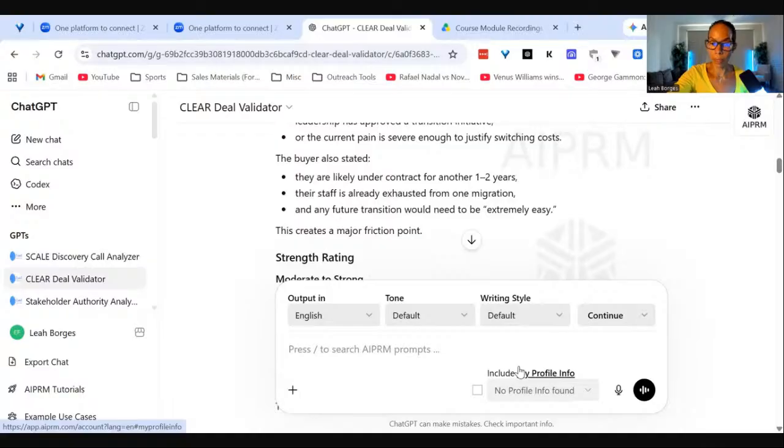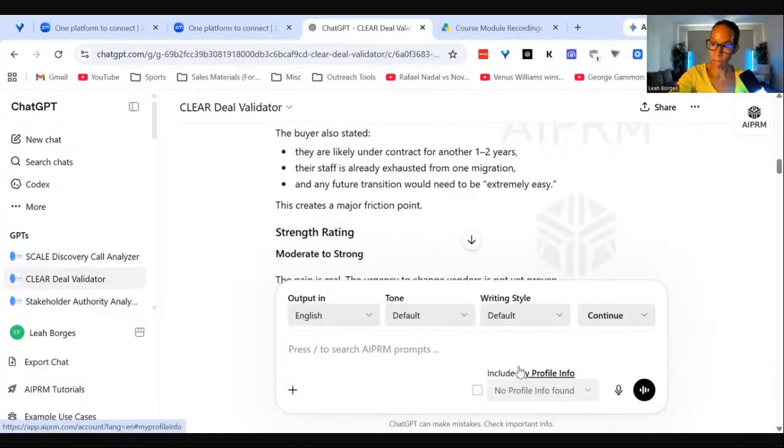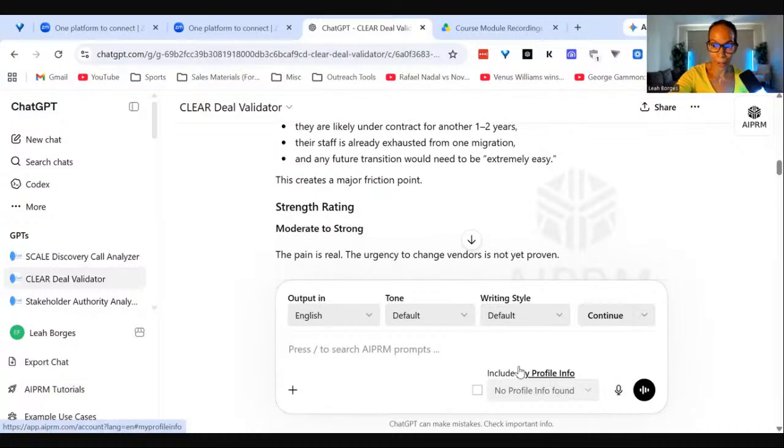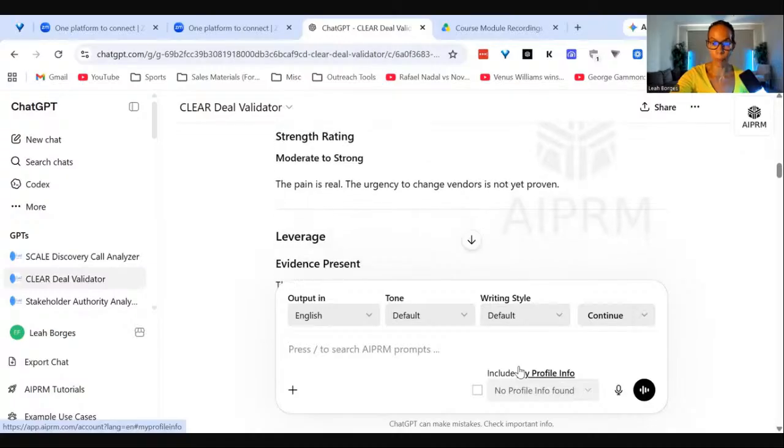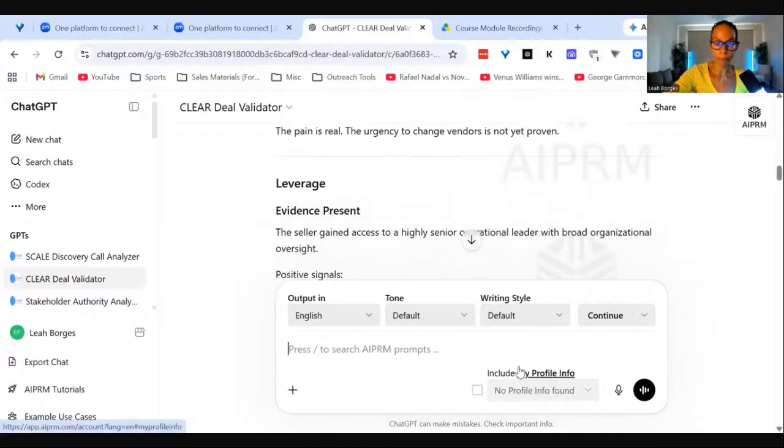Okay. So the buyer stated they have another contract that they're in for another 1 to 2 years. The staff is already tired from one migration. This is all very, very good information. So you can see that here. Then it'll give you a strength rating for each section. So CLEAR, it's going to give you a strength rating. So this is moderate to strong. Pain is real. Urgency to change vendors, not yet proven.